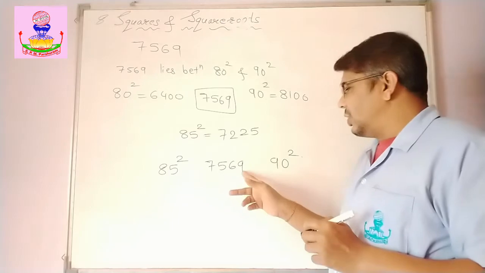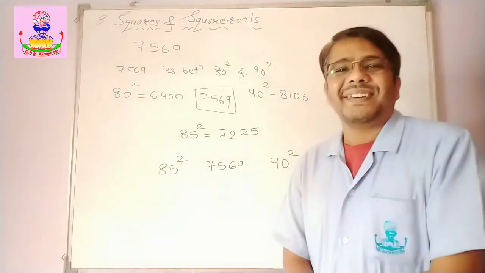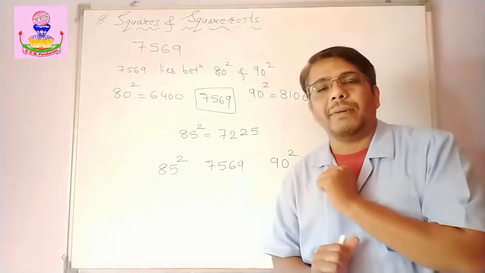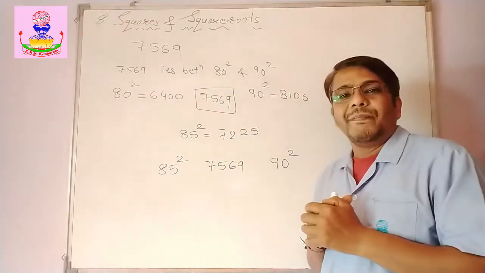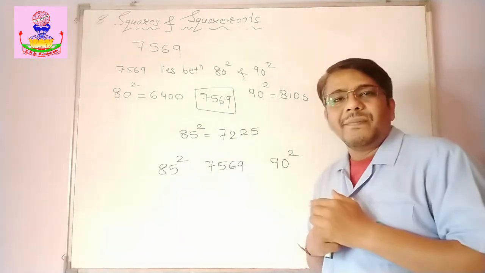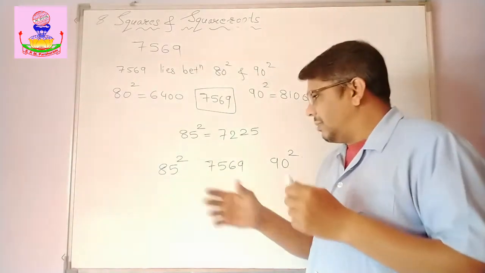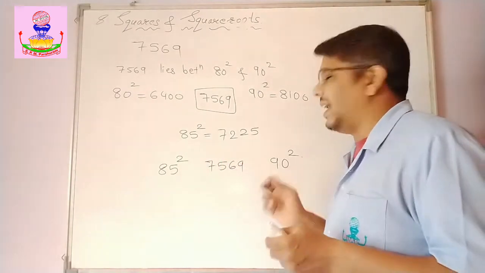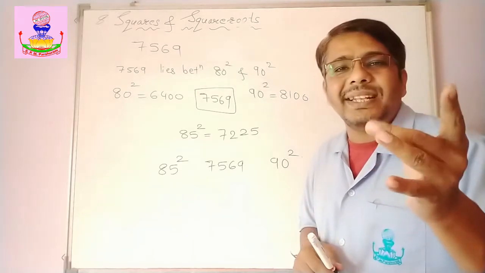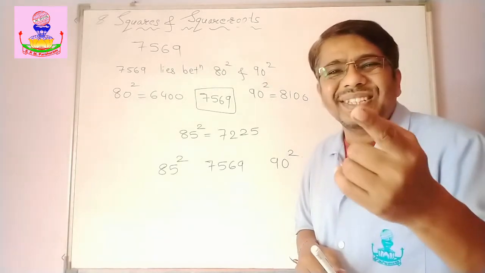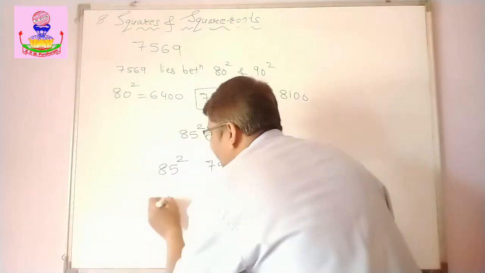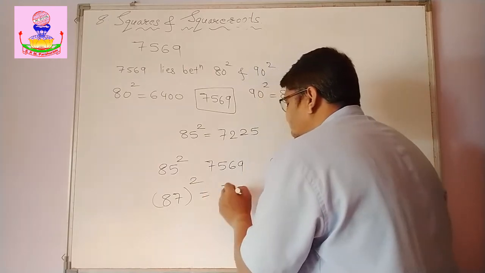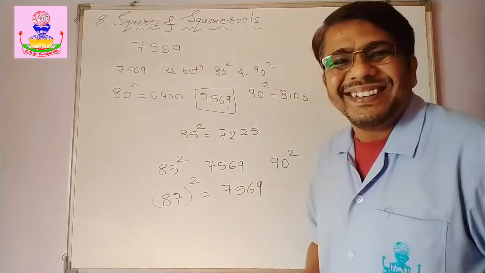Now my job is, see in the units place, what is there? 9. When I get 9 in the units place, in the units place of the square root of the number I have got either 3 or 7. तो 3 तो यूनिट्स प्लेस में हो ही नहीं सकता. क्यों? बिकॉज ये 85 और 90 के बीच है. So 86, 87, 88, 89. So who is that? Yes, of course, 87. So 87 square is equivalent to 7569.